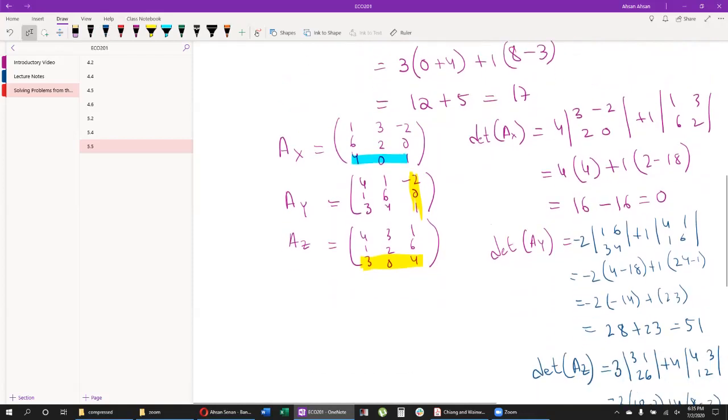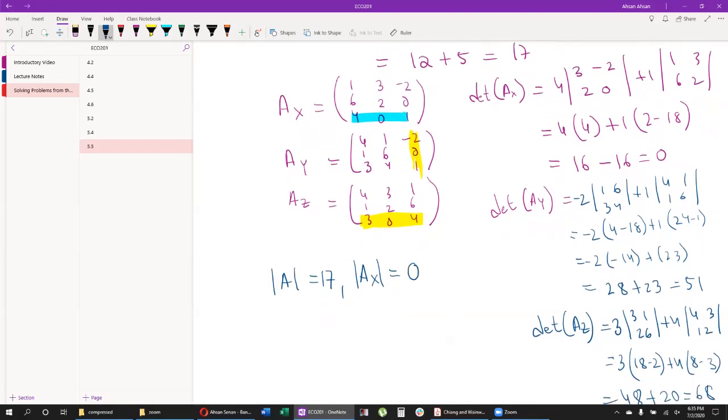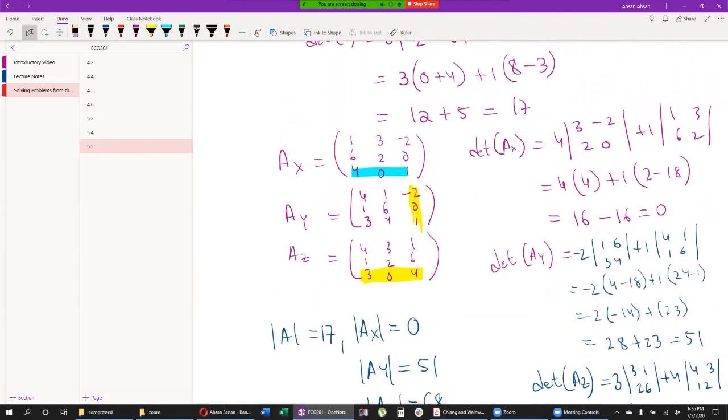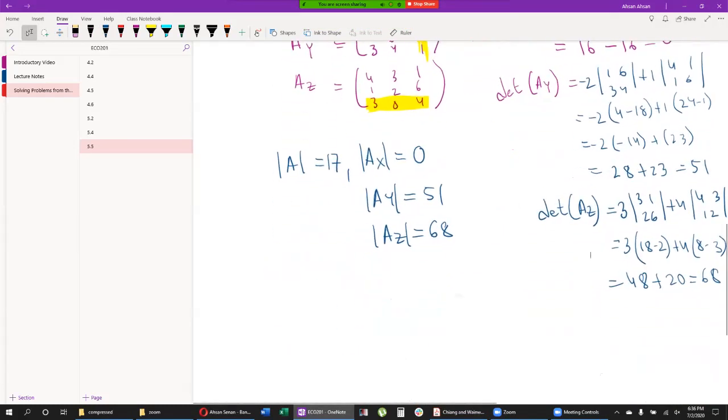All right, so what we now know is that, how much was it? So determinant of A is 17. Determinant of AX, I'm going to check this calculation again because it's odd that this is 0. AY is 51 and AZ is 68. Well, the calculation seems fine. I just paused the video and checked. So I suppose AX is 0. Okay, it can be 0.